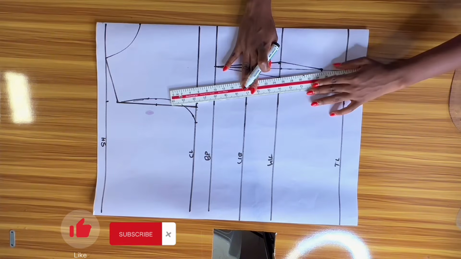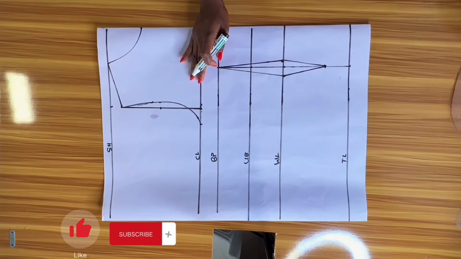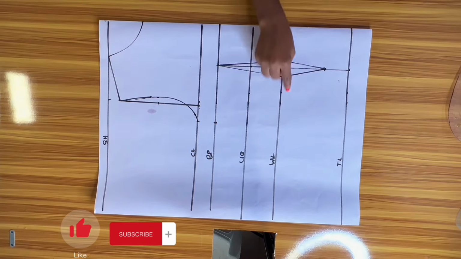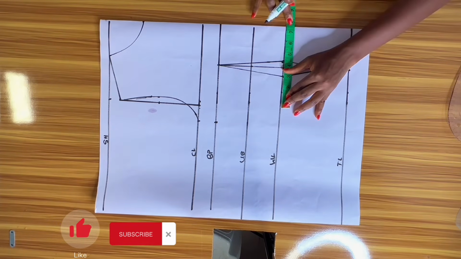The next thing is we are going to input our round body measurement. On the bust line, you're going to divide your round bust measurement by 4. Then you mark whatever you have. Then on the waistline, you're going to divide your waist measurement by 4. Then mark it.